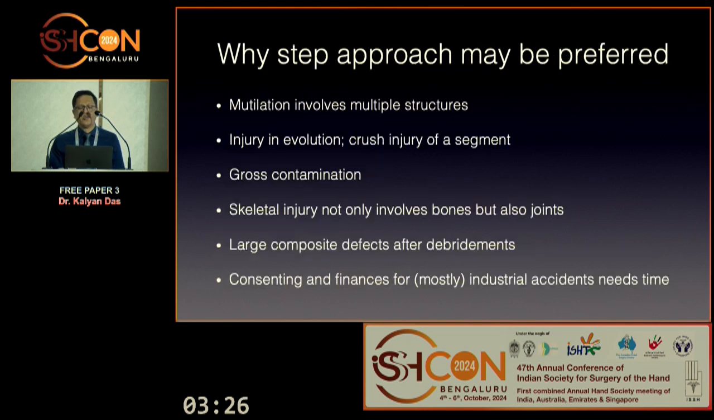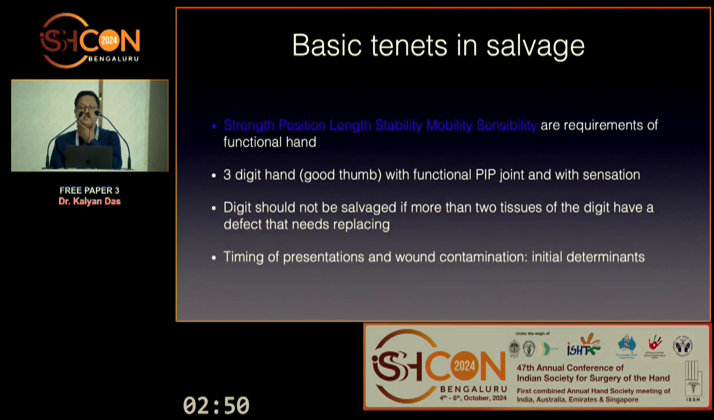Occupational and hand therapies are always important. This step approach should be preferred because it involves multiple structures, and treating everything in one go becomes difficult. There is always injury in evolution in this type of trauma. There are sometimes gross contaminations. The skeletal injury involves not only bone but also joints, which have tender structures like cartilage. Most are large defects, and there are always issues with consent and finances, especially for injuries in an industrial setup.